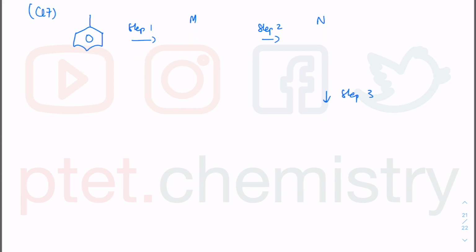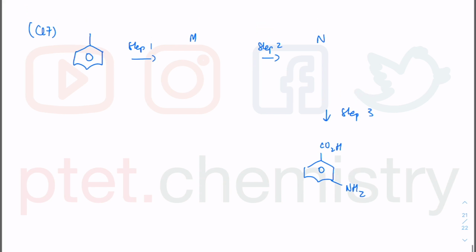Step 3, we get this thing which looks a bit different, CO2H there, and then we get an NH2 there. So something has clearly changed. We need to think about working backward. From here to here, we have seen the CH3 there becomes CO2H. So we can think about oxidation of the alkyl side chain.